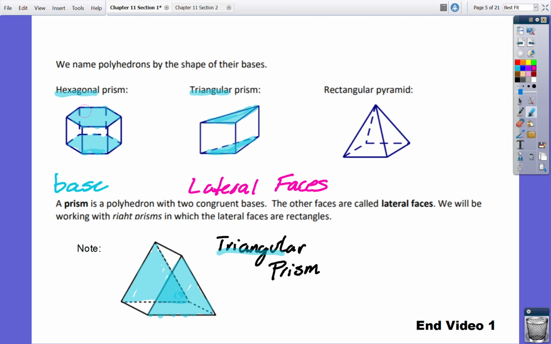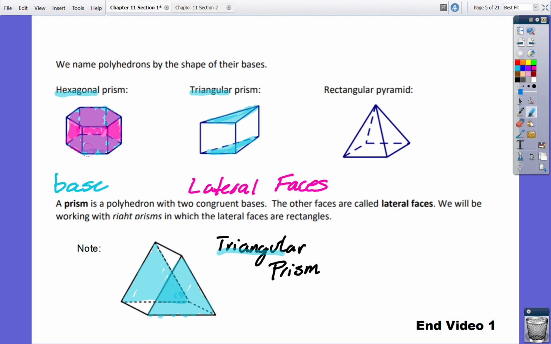Okay, so let's look at this hexagonal prism. If I'm trying to find my lateral face, I'm going to start in the back. I see one rectangle here. I see 1 on either side. So that's 2, 3, 4, 5, and 6. So notice all of my lateral faces there. We have 6 of them. Hexagon, 6 lateral faces. The name will also tell you how many lateral faces you should see.